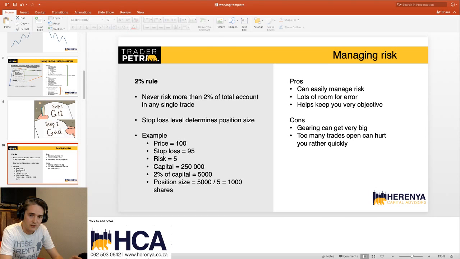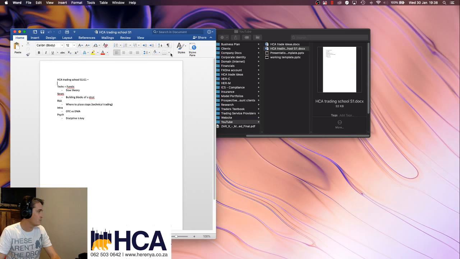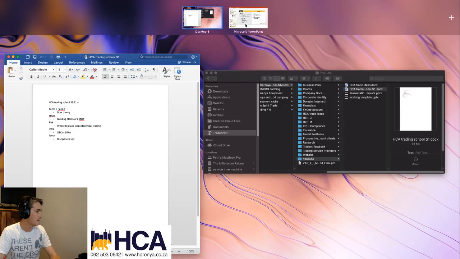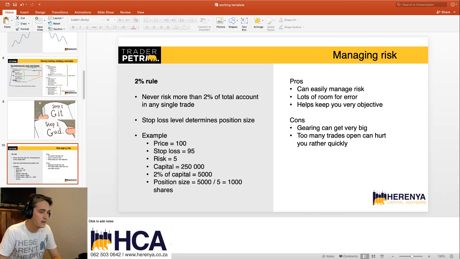So before you take a trade, you want to work out what is 2% of your total capital. Okay. So for example, let's open Notepad. If you've got 100,000 Rand in your account, which is maybe a bit big, we can work with a smaller amount. Let's say you've got 50,000 Rand in your account. Basically, if I want to risk 2% of 50,000, that's going to work out to 1,000 Rand per trade.